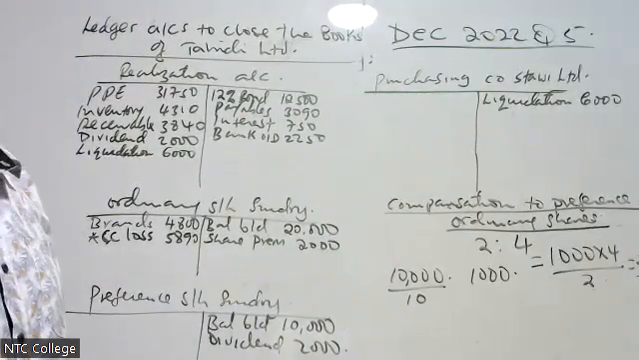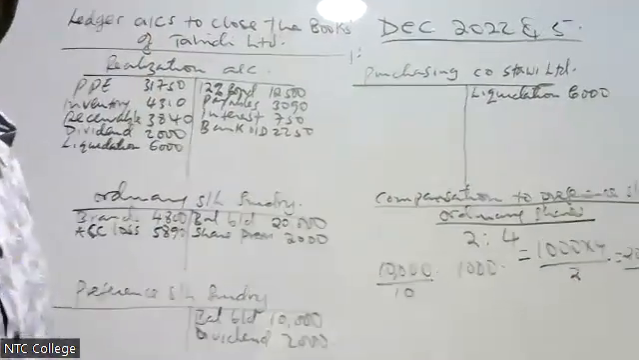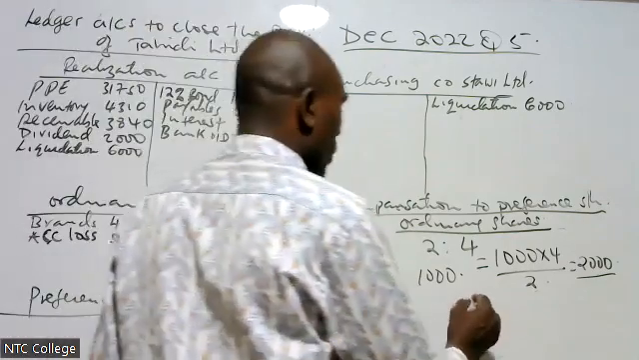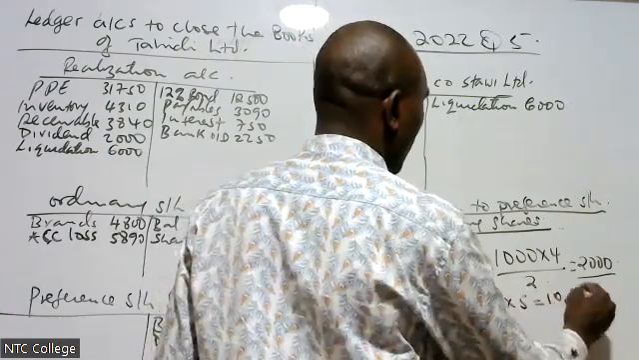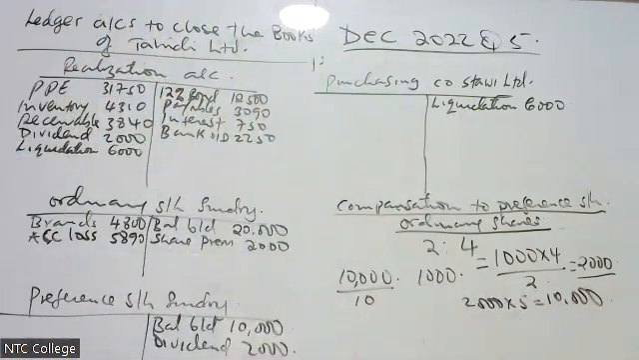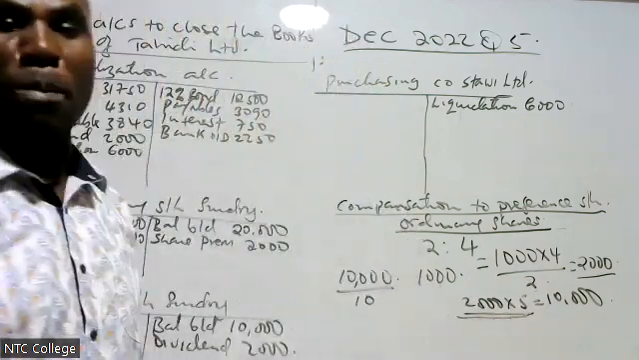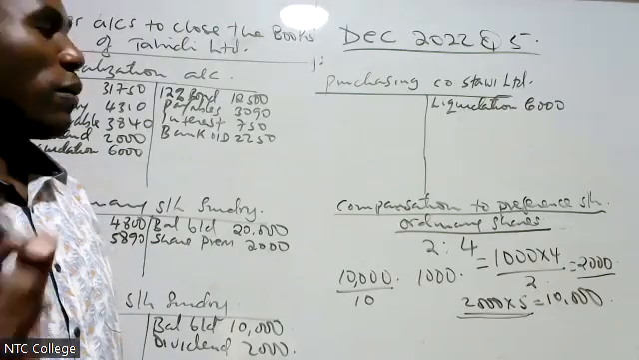But we are giving these ordinary shares at shillings 5. The ordinary shares are being issued at shillings 5. Therefore, it will be 2,000 times 5, which gives us 10,000. Therefore, purchase consideration to preference shareholder is 10,000. But remember, these shares are not fully paid, they are only paid to the tune of shillings 5.